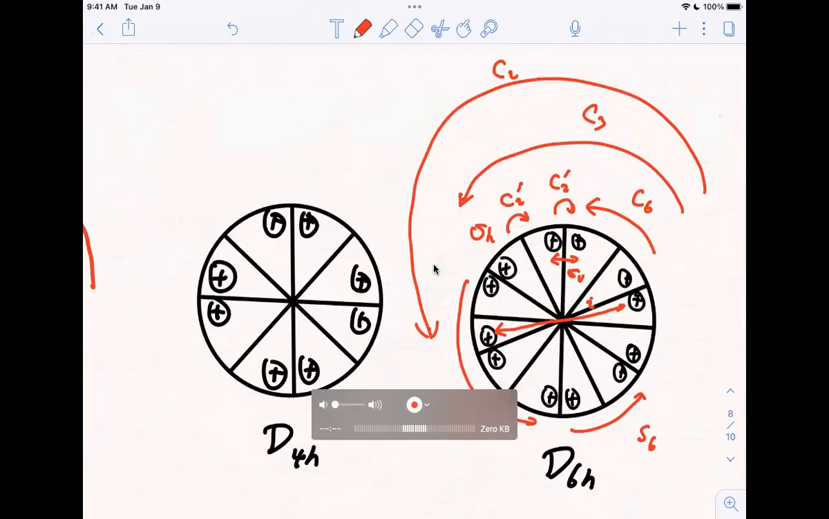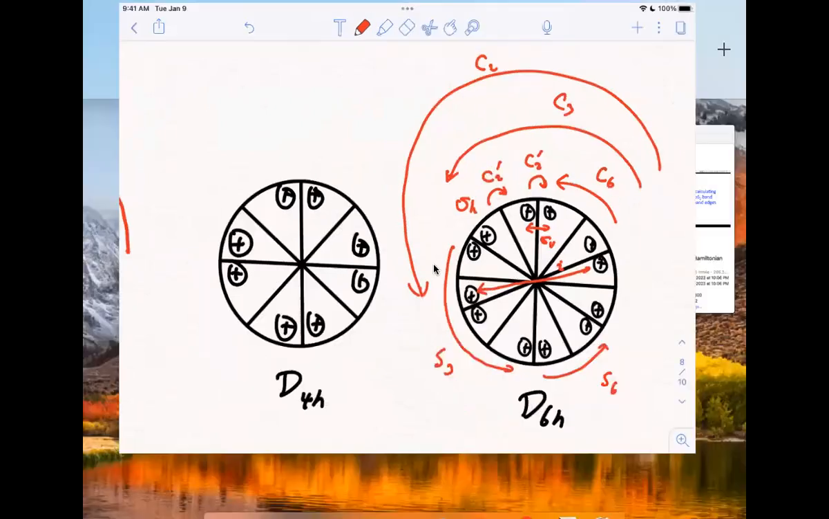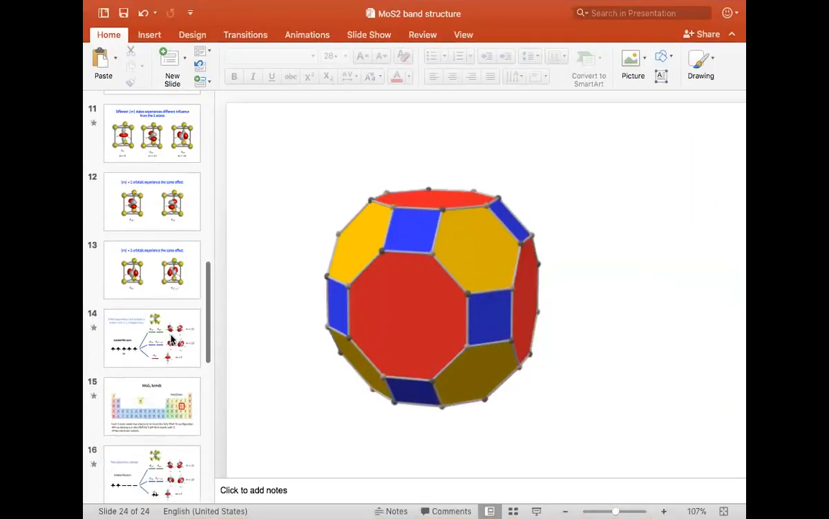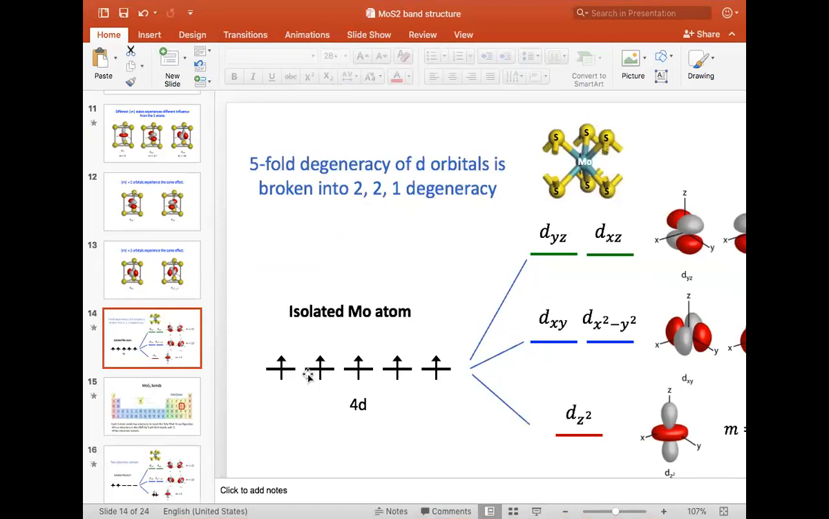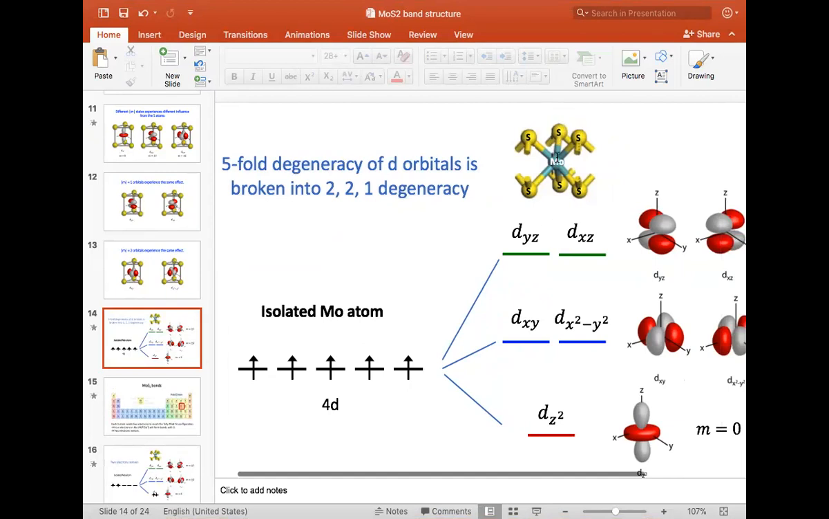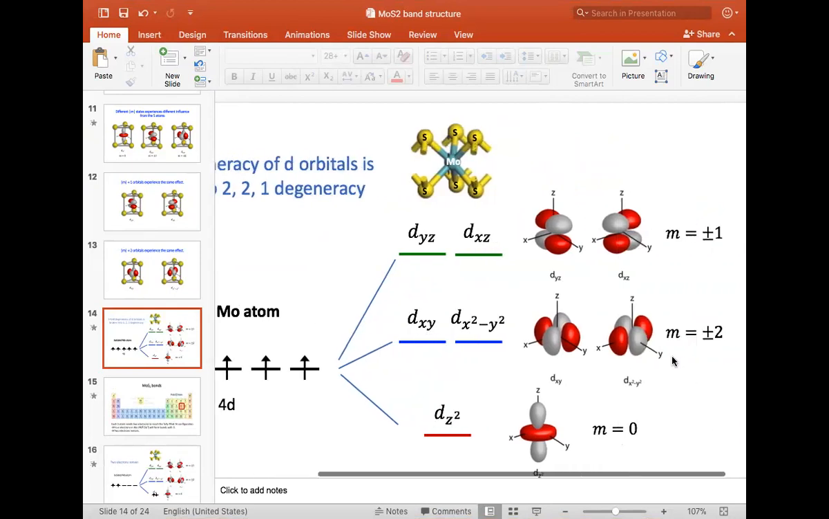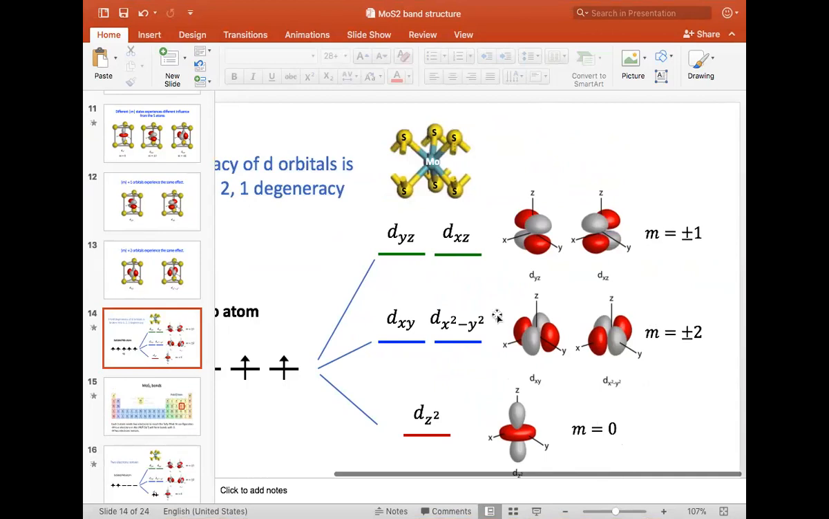So now let me demonstrate one thing. That is the full rotational group and how it gets split when the symmetry is lower. In the last lecture, I think after I do this, we're done with the lecture. In the previous lecture, we had this 4D orbital that is 5-fold degenerate. After you put it in this trigonal prism, it splits into 3 different levels, and they split in this way.